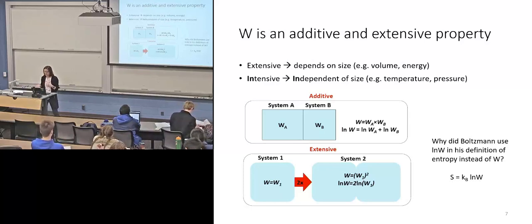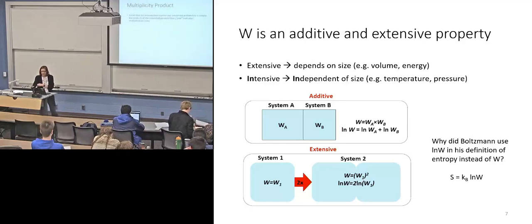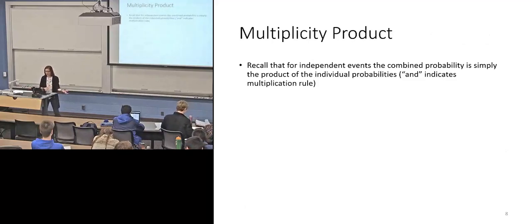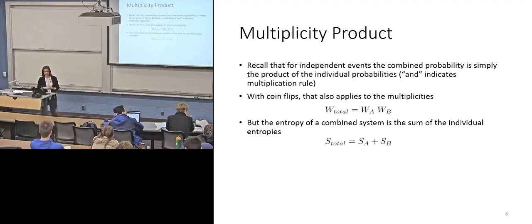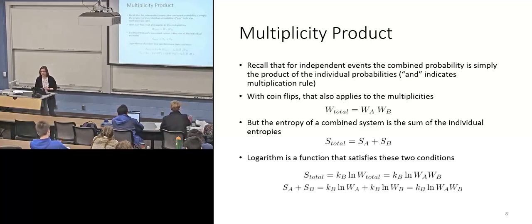But yes, a function that still satisfies the maximum entropy principle will have 0 slope. Recall that for independent events, the combined probability is simply the product of the individual probabilities. This is our AND statement, our multiplication rule. The same thing applies with multiplicities. Entropy, however, of a combined system is going to be the sum of the individual entropies. And so the logarithm is also an important choice because it satisfies these 2 conditions.